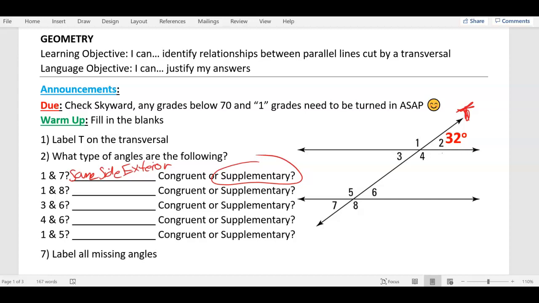We call that alternate. So 1 and 8 are alternate. And are they inside or outside of the parallel lines? Outside. We call that exterior. So it's alternate exterior angles. Okay. I'm going to abbreviate alternate exterior angles. Okay.